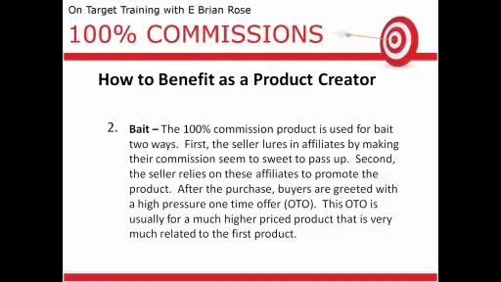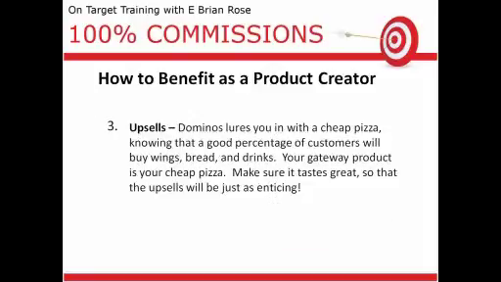I kind of made that sound snakish, but it's not. When you go to a restaurant and order a steak dinner, the waitress hits you up for dessert and coffee and all of that. It's called upselling, and that's the third reason, other than an OTO: upsells. Domino's Pizza lures you in with a cheap pizza, knowing that a good percentage of customers will buy wings and breads and drinks. Your gateway product is what I call that first product that a buyer sees, your cheap pizza. You have to make it taste great so that the upsells, or your future offers, will be just as enticing. So next time they get hungry for pizza, they call you.